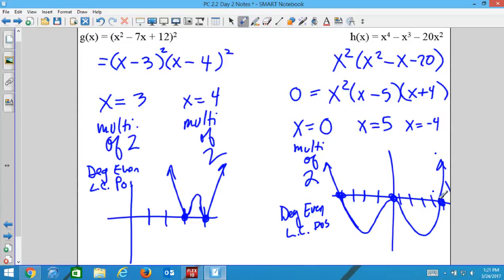How do you know how far down? We will use our calculator. So we'll do that in a moment when we actually graph them. Good question. How do you know how far down it goes? I don't know.